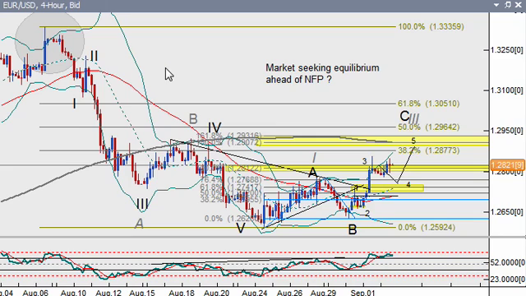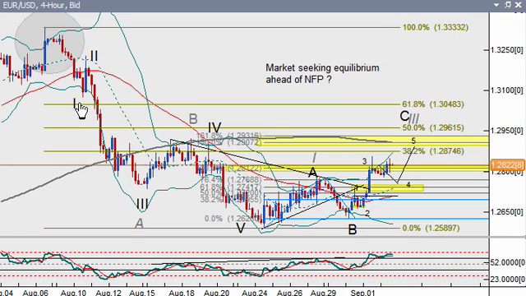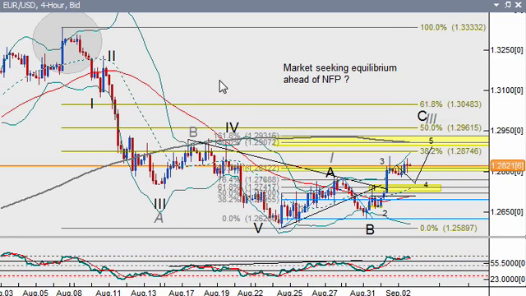So the market at the moment, I have a count here, 1, 2, 3, 4, 5, and the market may be correcting ABC to finish an impulse wave, which has some bearish implications. The other count, which is also possible, an alternate count, is that the market has been bullish, and this is a correction, and this is a B, and basically this is C down here.